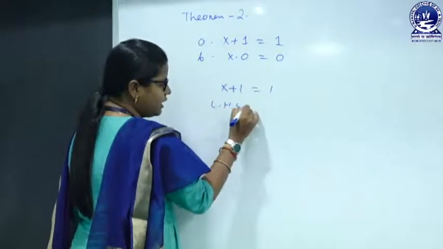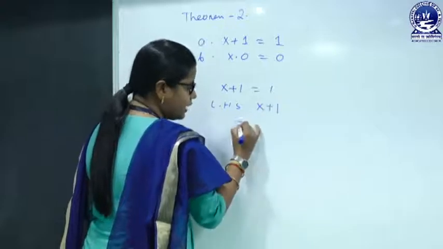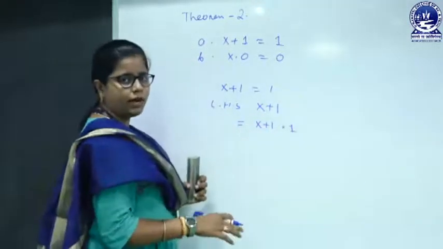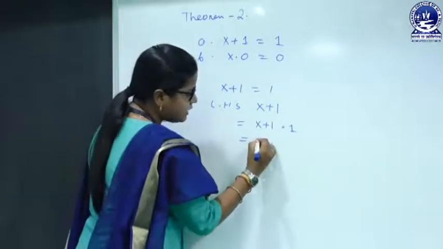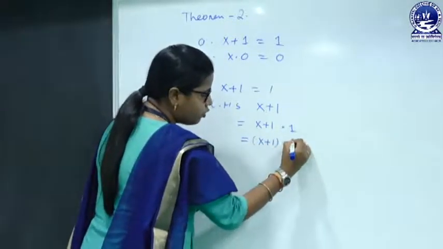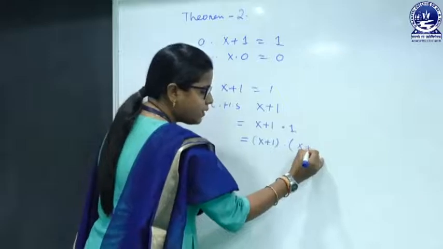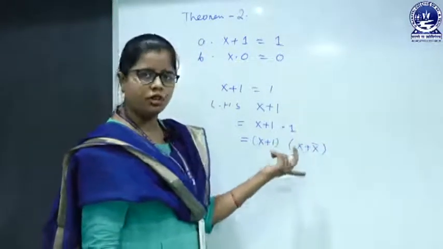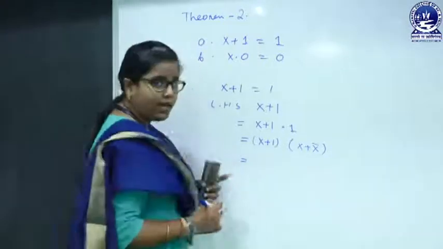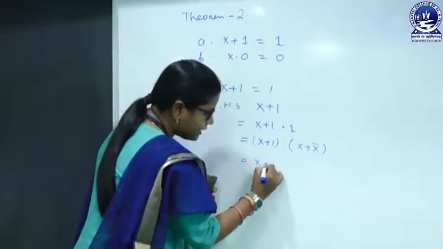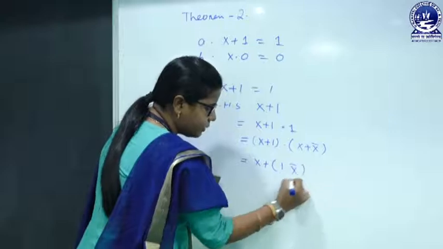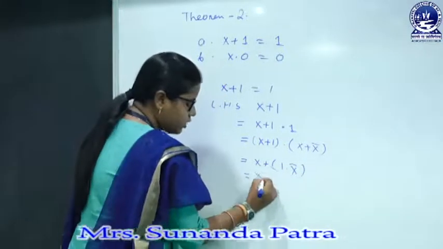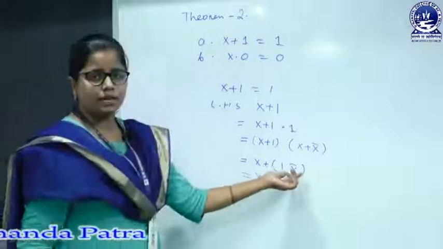Taking the LHS here, x plus 1. So we can write here x plus 1 dot 1. The 1 will get multiplied and this will remain unchanged. Next, the 1 can be replaced by x plus x complement. We know that from the basic law x plus x complement is 1. Now, by applying the distributive law here, x plus 1 into x complement, x plus 1 into x plus x complement. So, x plus 1 into x complement.